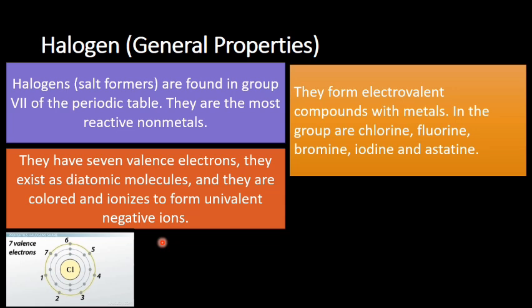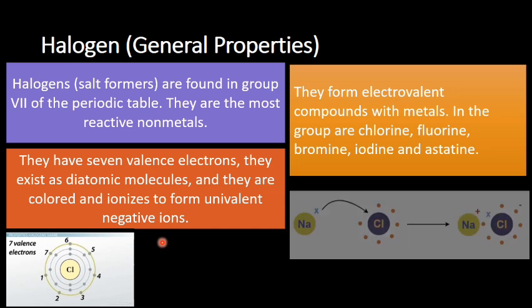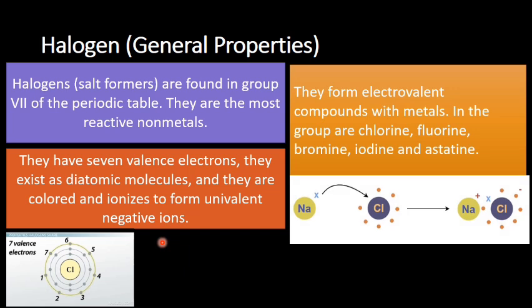For instance, in this diagram you are seeing, we have sodium here. Sodium is a metal, chlorine is a non-metal. So there is going to be transfer of an electron, basically one electron from this sodium to chlorine. Upon the transfer of that electron, there is going to be formation of the electrovalent bond. That bond is what is actually holding the sodium and chlorine together.